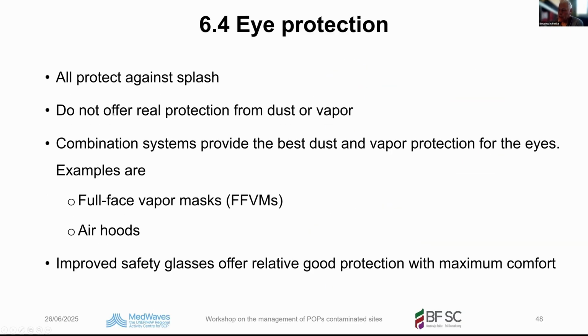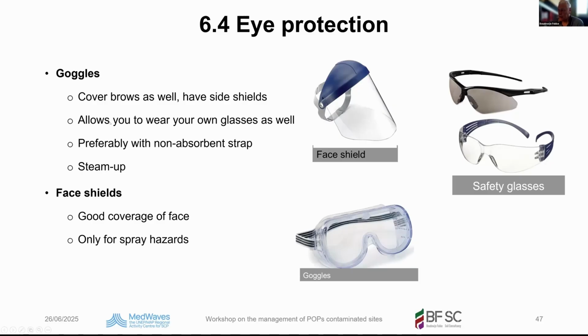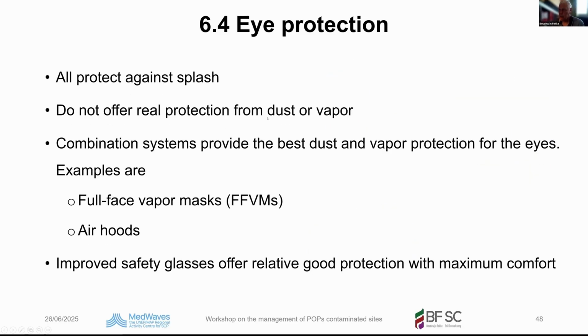They all protect against splashes. They do not offer real protection from dust or vapor. The dust and vapor can come in. A combination system provides the best dust and vapor protection for eyes. Examples are full face mask or air hoods. So then the full face mask is also protecting your eyes. And air hoods are the complete helmet with everything on it, and then it also protects.